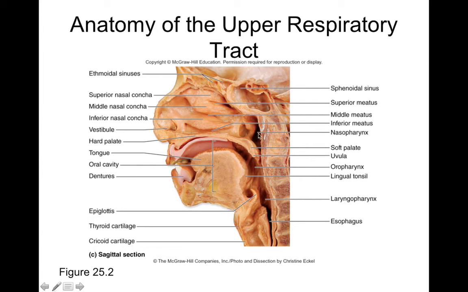Do you guys see this little divot here? It looks like a big, deep space. We call it the nasopharyngeal recess. There are people who can control their uvula really well, and they can hide things back there.